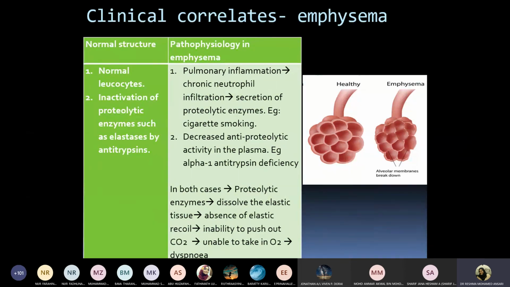So in these two conditions, in a smoker who produces more proteolytic enzymes, or in congenital patients who have alpha-1 antitrypsin deficiency, too many proteolytic enzymes are present, and they will eat up all the elastic tissue. So when the patient breathes in, he can breathe in. When he wants to breathe out, he cannot, because there is no elastic recoil. So he is unable to push out carbon dioxide, unable to take in oxygen, and ends up having dyspnea.